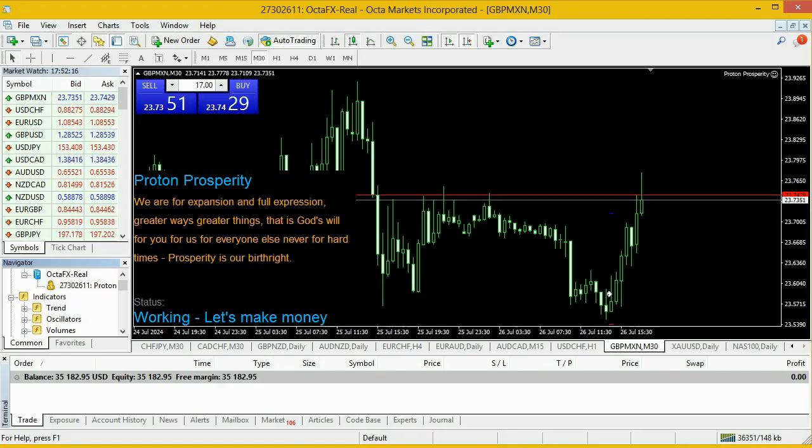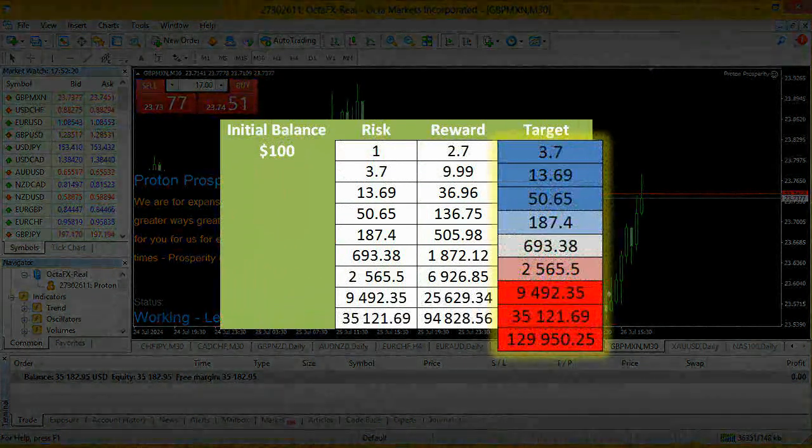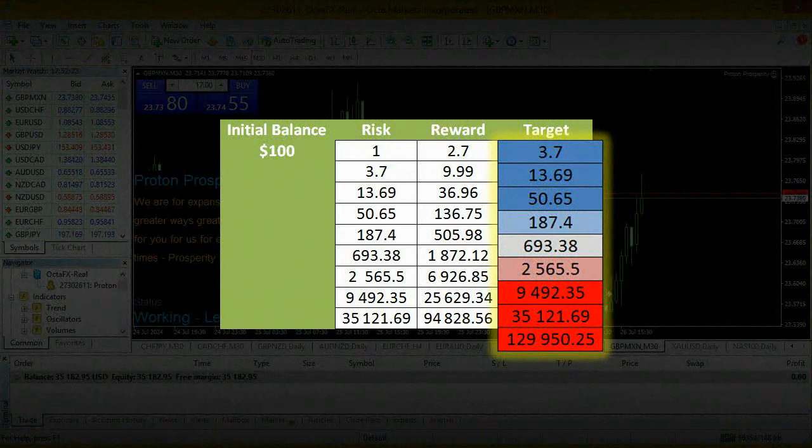This is minimum risk and maximum return trading. All you have to do is select a withdrawal target and work towards it until you reach it. That's it. We are here to help.